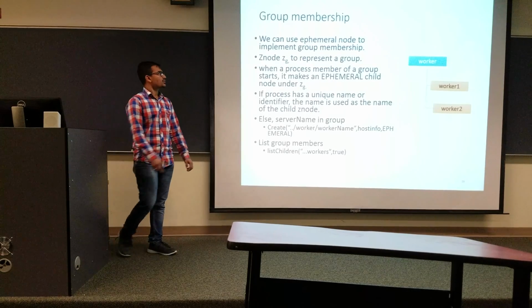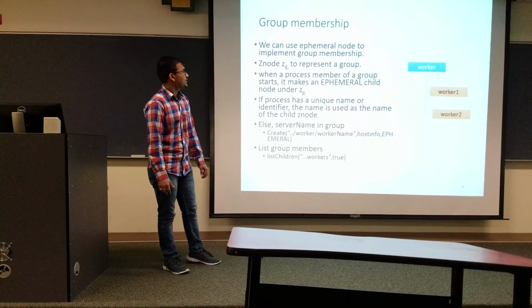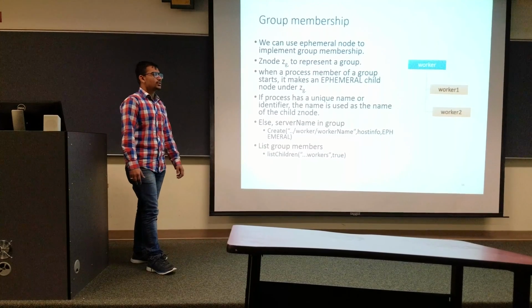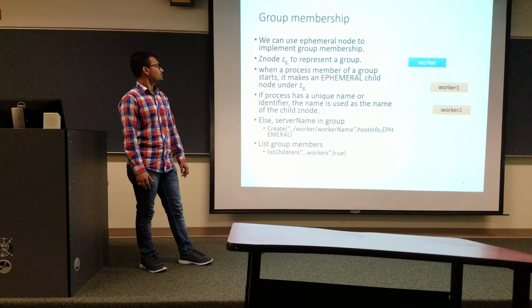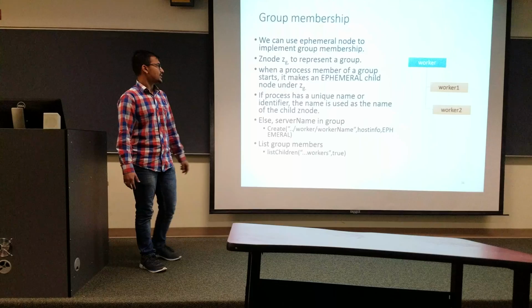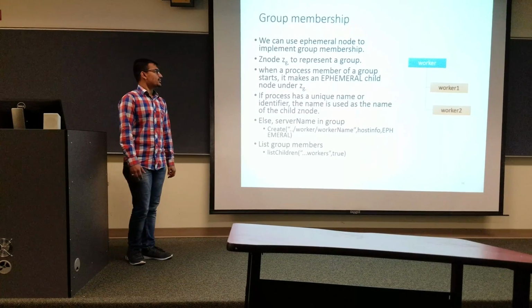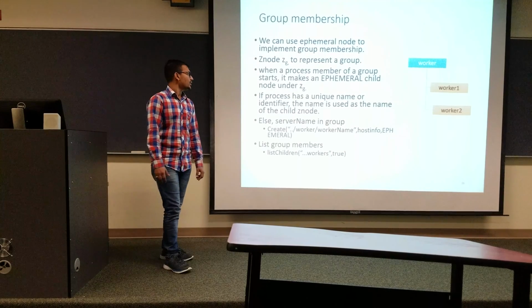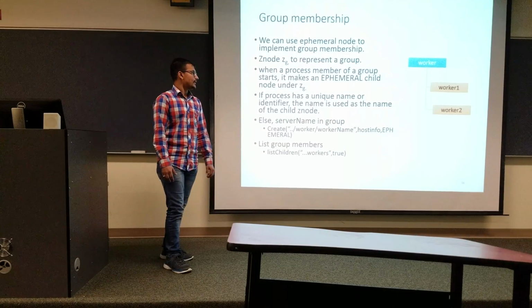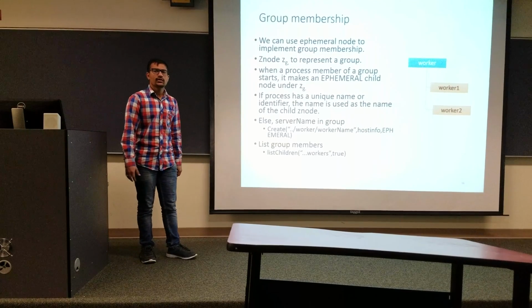And the last one is group membership. Group membership uses ephemeral nodes to implement the group. The Z node is represented by ZZ. It represents the group. When a process, a member of a group, starts, it makes an ephemeral child under the node ZZ, like worker, and worker 1 and worker 2 are the children of the worker.